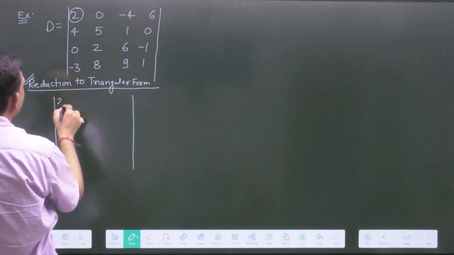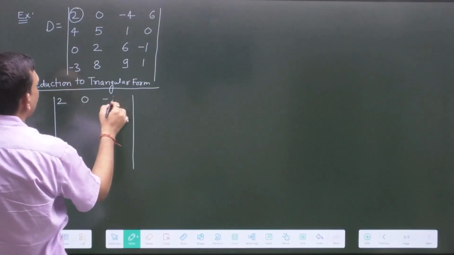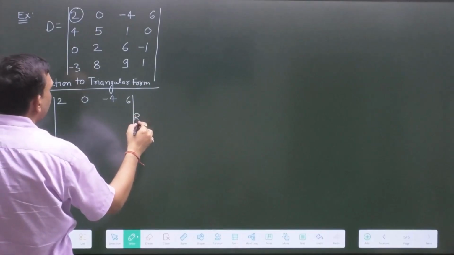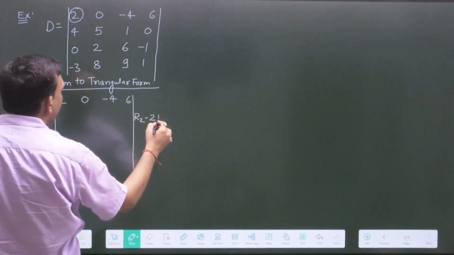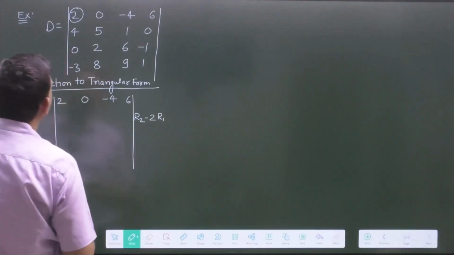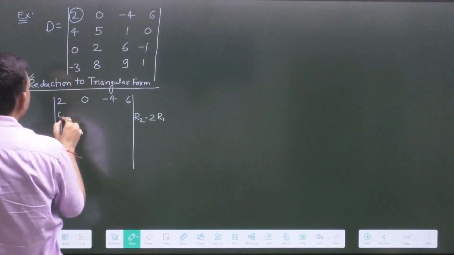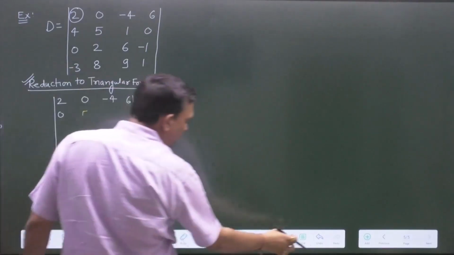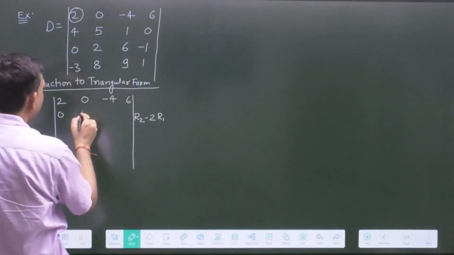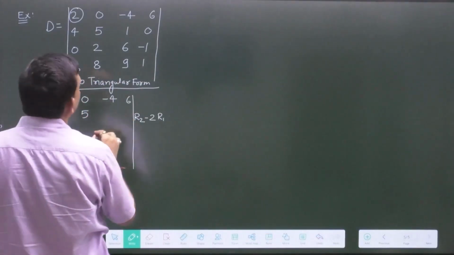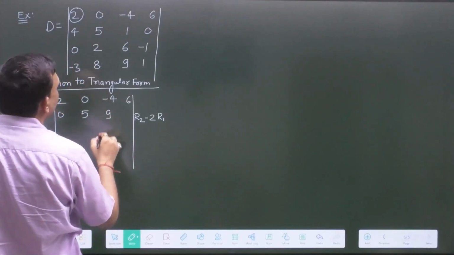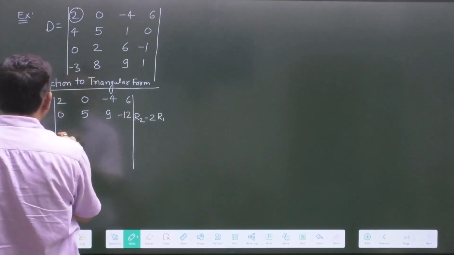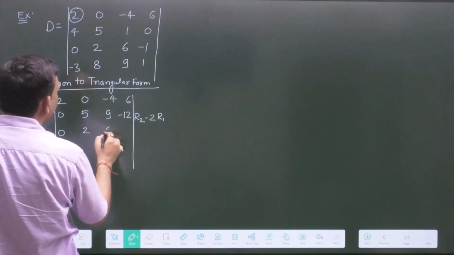So this will be 2, 0, minus 4 and 6. And here you have R2 minus 2R1. So what will you get? This will be 0. This is 5, then 9, minus 12. So this is 0, 2, 6, minus 1.